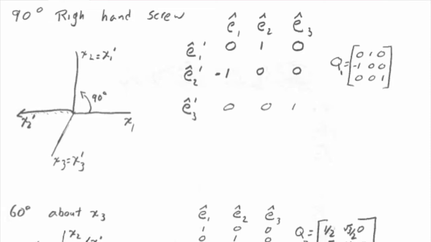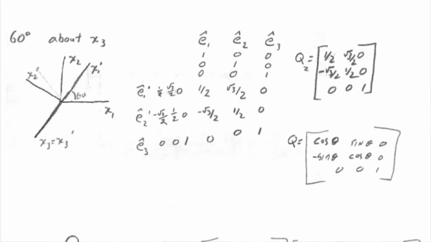Right? We're still orthogonal here. x2 prime is here, and x1 is minus 1. 0, 0, and 0, 0, 1. All right? So our Q matrix for this case, that's our coordinate transformation matrix for the case of 90 degrees. Right?